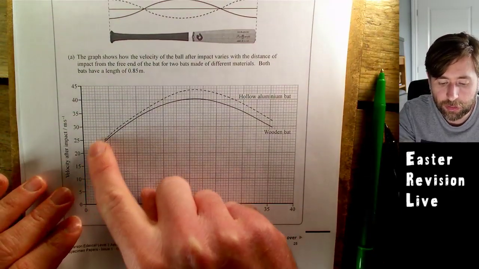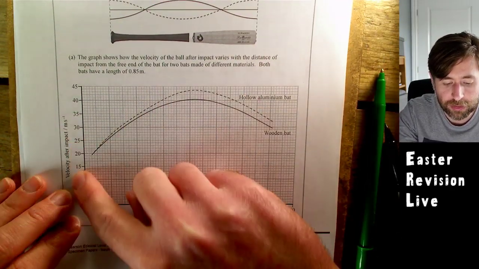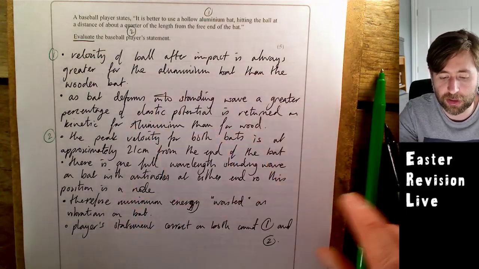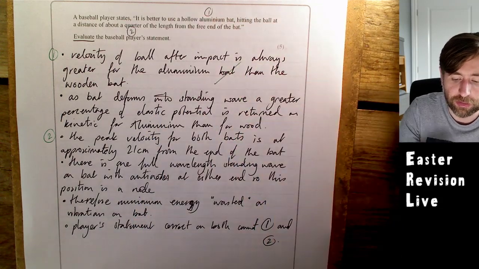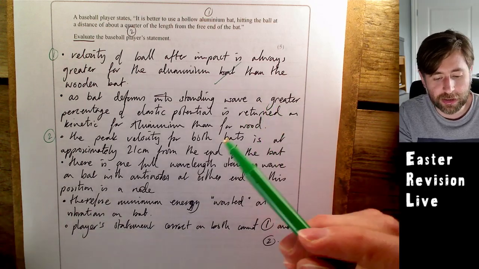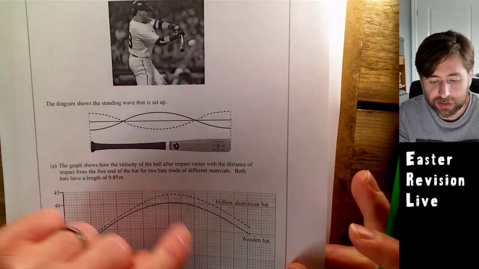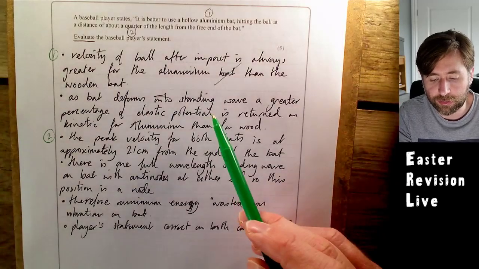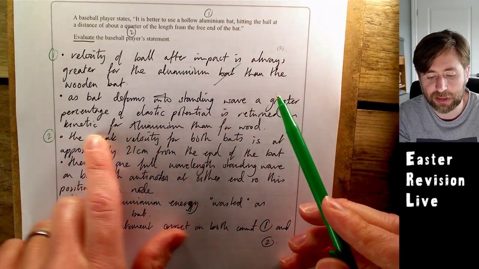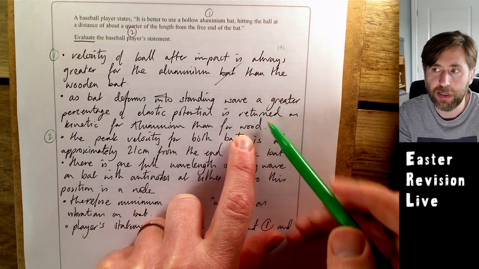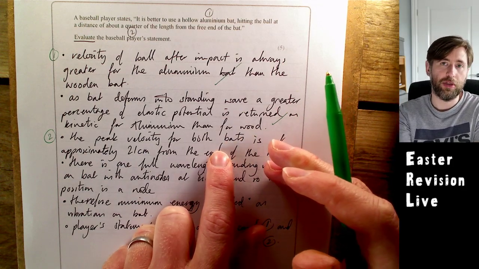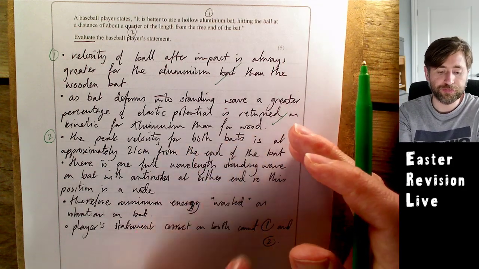Aha! The hollow aluminium bat always has a higher velocity of the ball after the impact than the wooden bat does. So there's my first mark there. Velocity of the ball is always higher for the aluminium bat than the wooden bat. As the bat deforms into a standing wave, so why is that? You've got to explain why that is. This is about the standing wave. As the bat deforms, a greater percentage of elastic potential is returned as kinetic for the aluminium than for wood. So that second mark is a bit trickier. Remember, that was that clue to be talking about energy from the stem of the question.